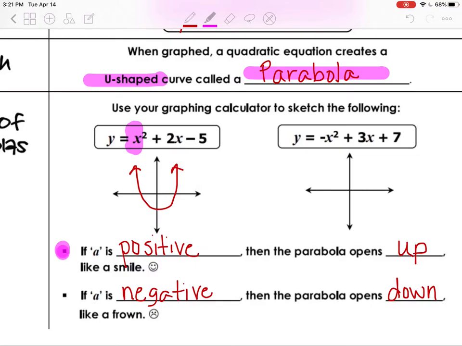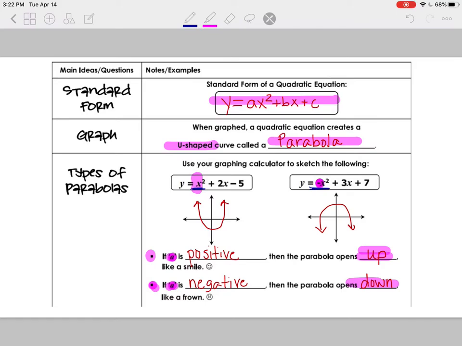This first bullet here says if a is positive, then it's going to open up. On the flip side, if a is negative, so we have a negative x squared, it's going to open down. So I could just do a rough sketch and have my U opening upside down. You're looking at the front number to see, is it going to open up or is it going to open down? That's the two ways it can be flipped. So you have positive or negative.